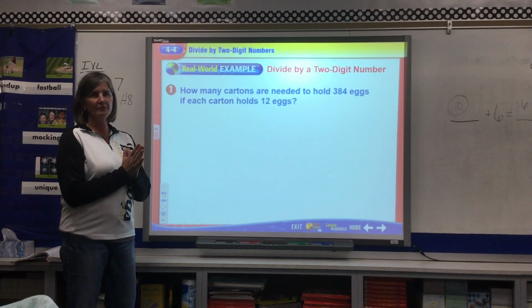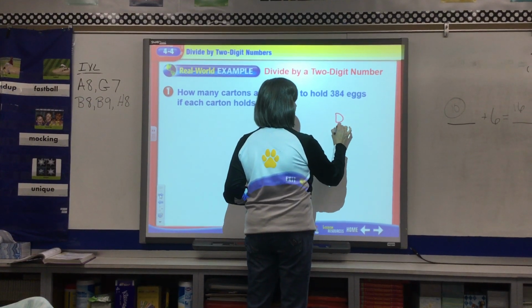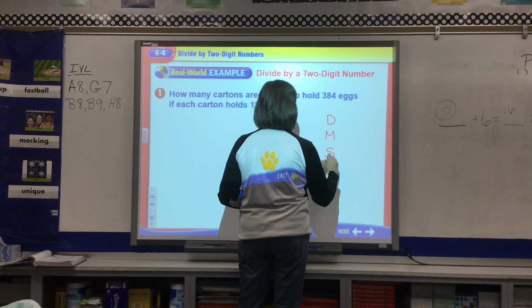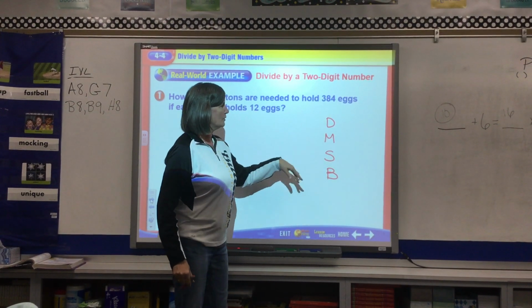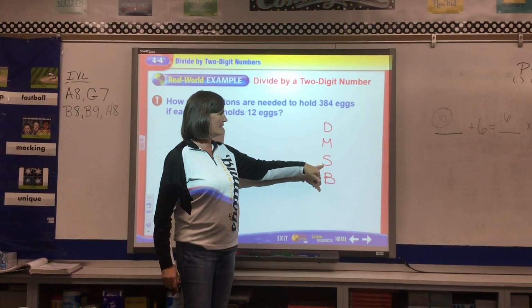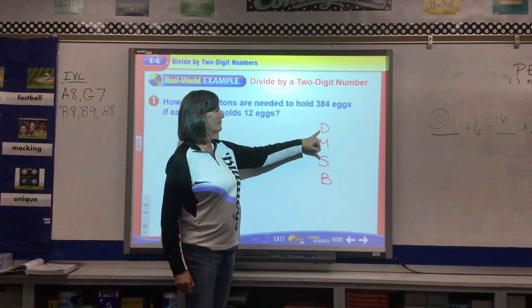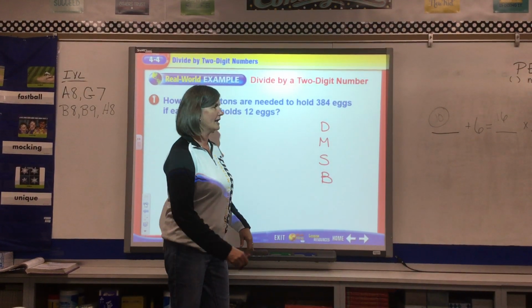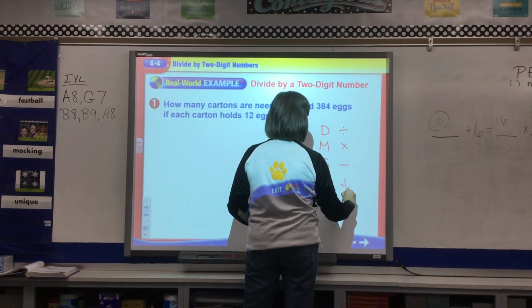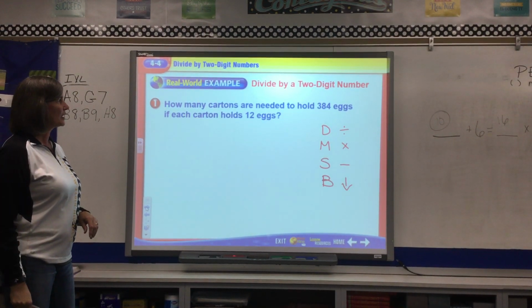Before we start, I just want to review a little mnemonic device that you can use to help us remember what order we are supposed to divide in. Some people will say the D stands for don't, the M stands for make, the S stands for silly, and the B stands for boo-boos: don't make silly boo-boos. I've heard dad, mom, sisters, brothers. What it really stands for is divide, multiply, subtract, and bring down. We are going to follow those steps to do our division problems.